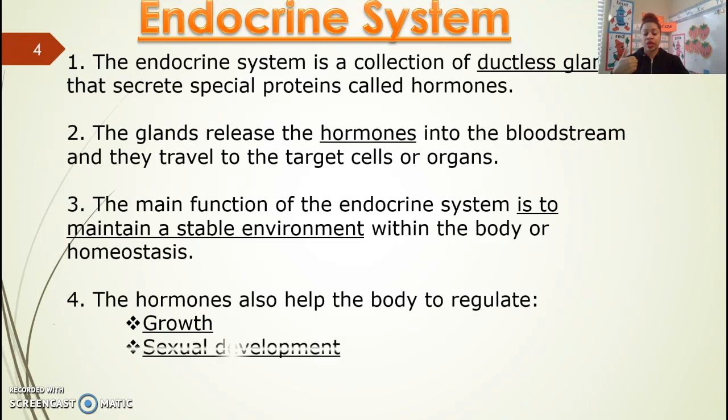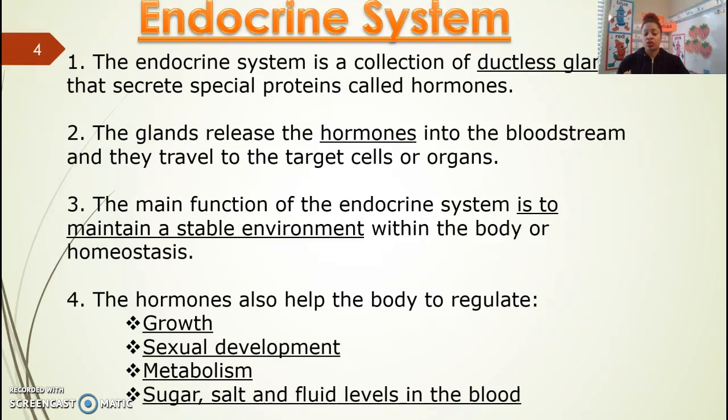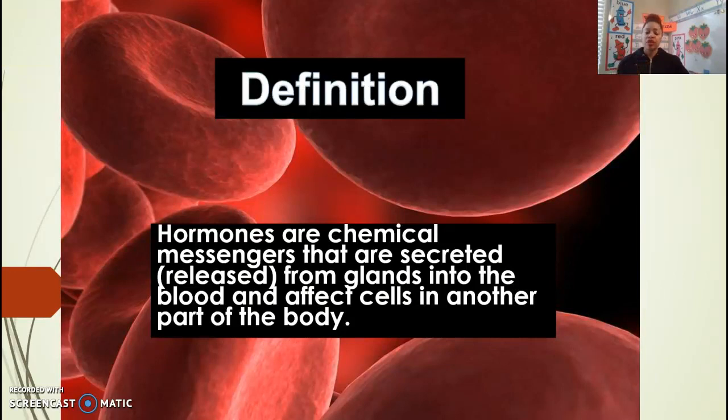It also helps to regulate sexual development, male and female libido. It also helps metabolize chemical processes in the body. It maintains the sugar level, salt level. Can't have too much salt, can't have too much sugar, can't have too much water, right? So these hormones are going to make sure that our body temperature is at a set temperature and maintained. Again, definition, hormones are chemical compounds that are secreted, and secreted just means released from these glands.